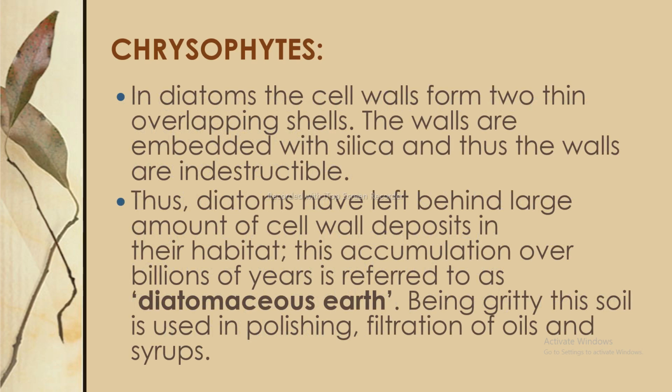In diatoms, the cell walls form two thin overlapping shells. The walls are embedded with silica and thus the walls are indestructible. Thus, diatoms have left behind a large amount of cell wall deposits in their habitat. This accumulation over billions of years is referred to as diatomaceous earth. Being gritty, this soil is used in polishing and filtration of oils and syrups.